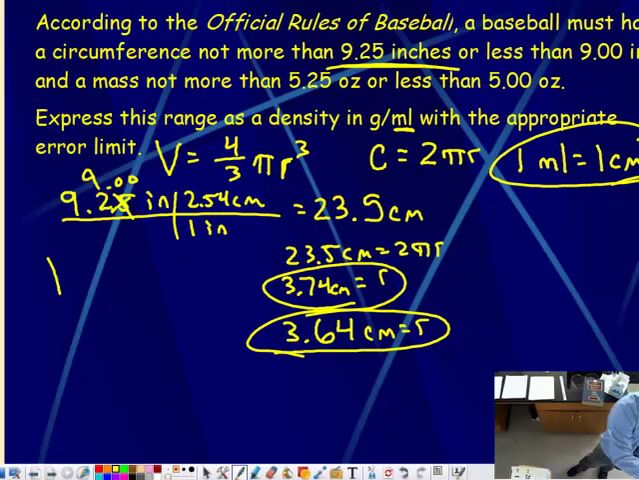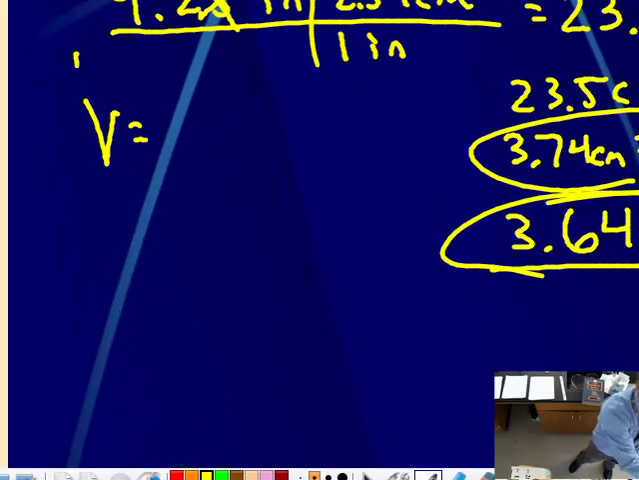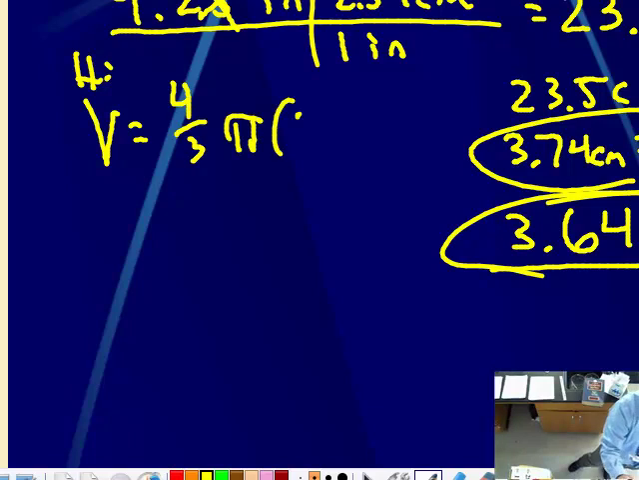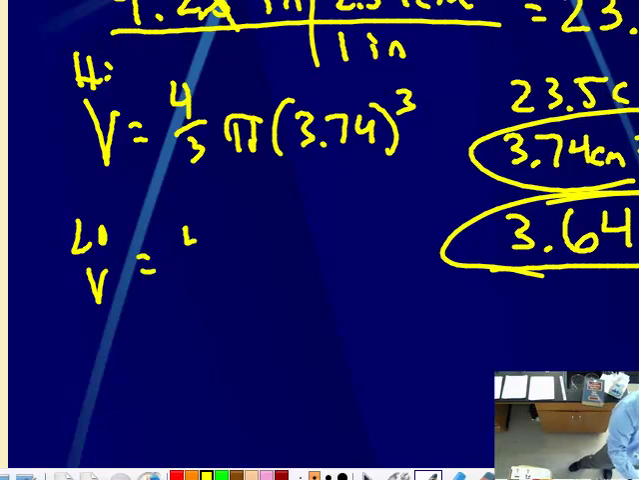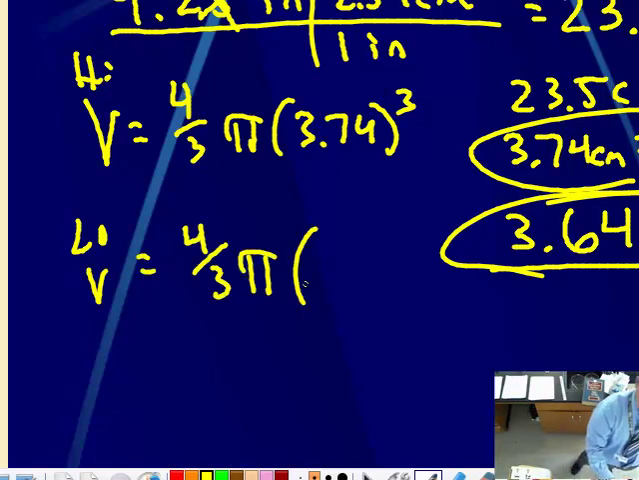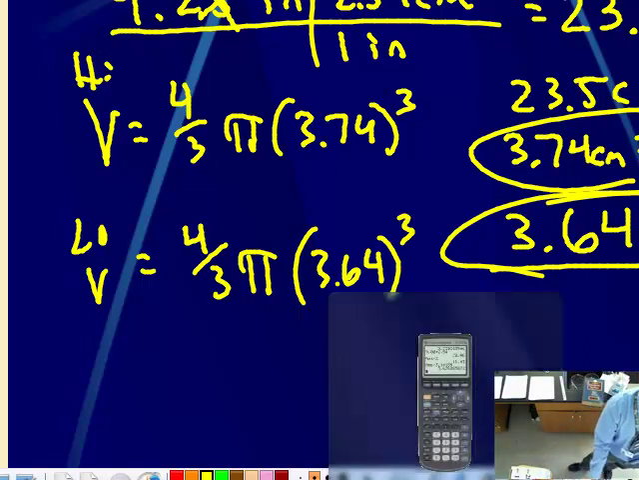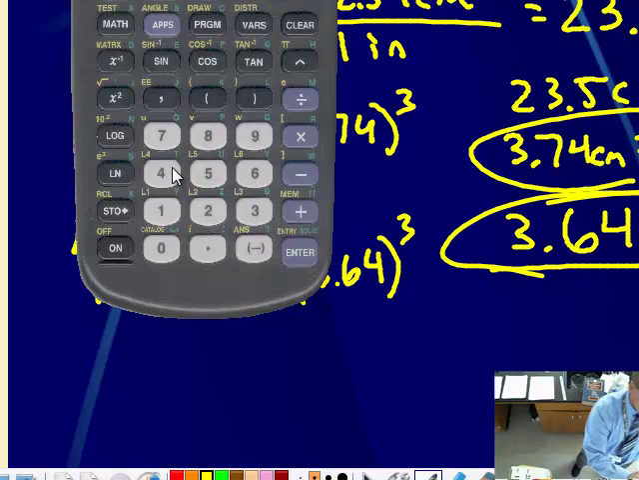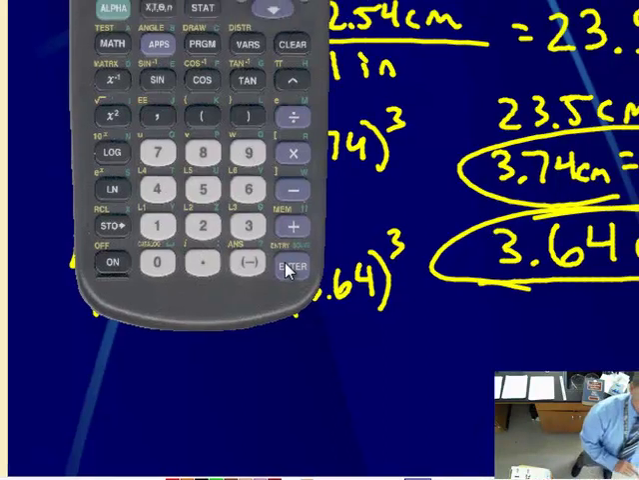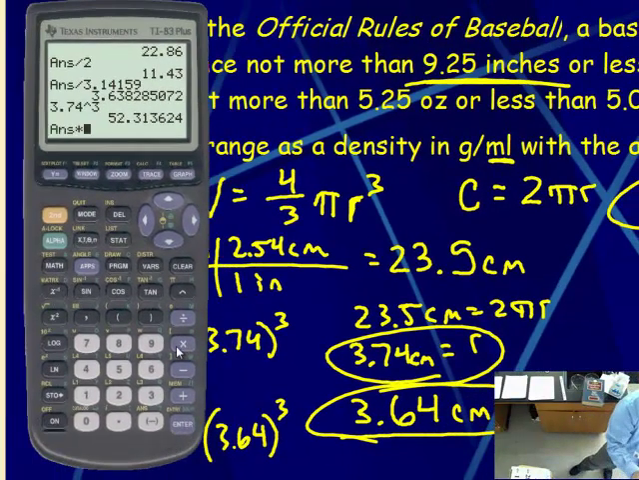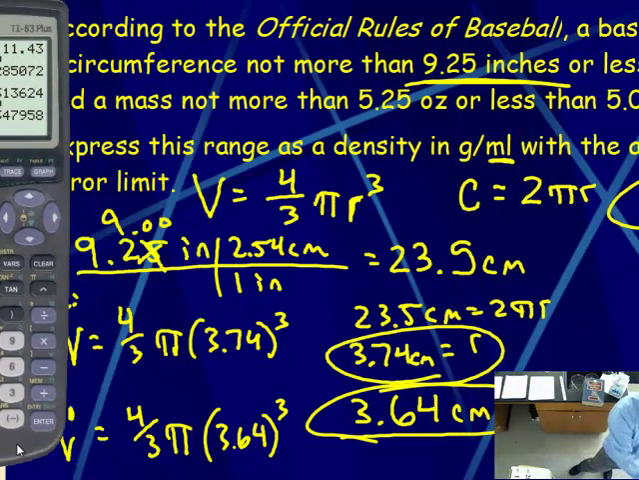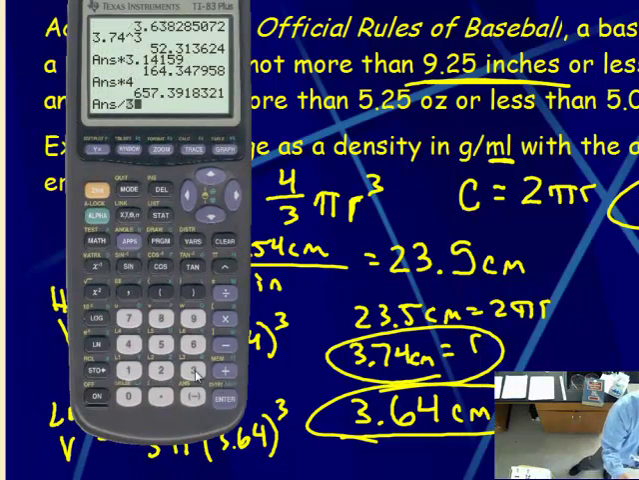So let's do one of those. Volume equals, so let's say this is the high volume, 4/3 pi 3.74 cubed. So 4/3 pi r cubed. For the low volume, 4/3 pi 3.64 cubed. So my high volume, 3.74 to the third times pi times 4 divided by 3.